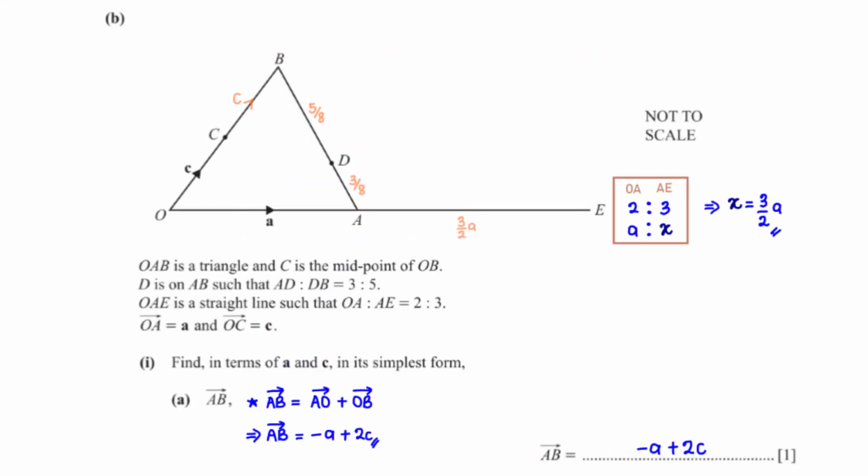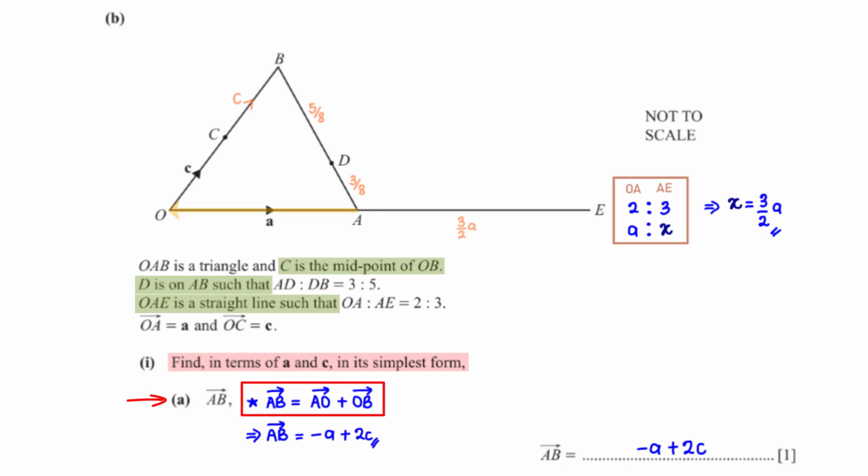OAB is a triangle and C is the midpoint of OB. D is on AB such that AD is to DB equals 3 is to 5. OAE is a straight line such that OA is to AE equals 2 is to 3. OA is a and OC is c. Find, in terms of a and c in its simplest form, AB.